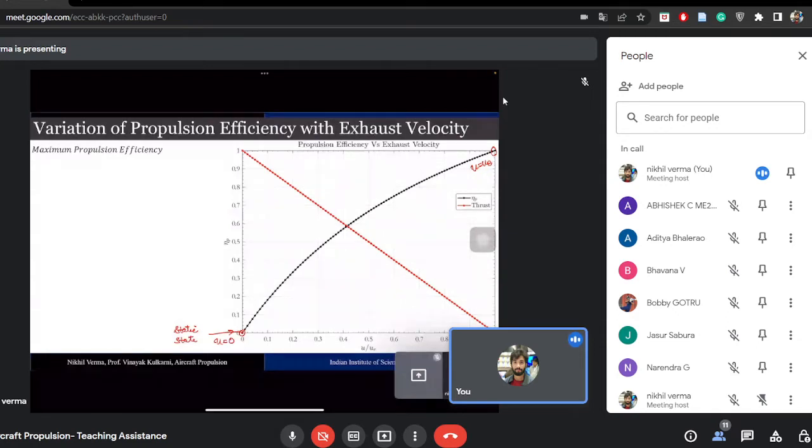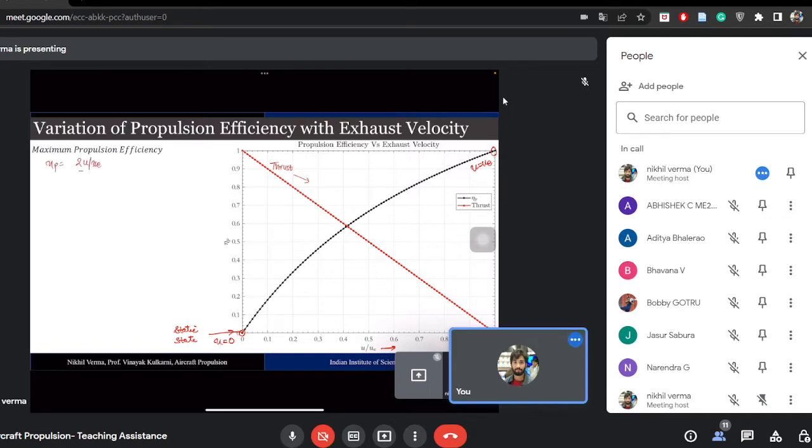As you can see, if the velocity of the aircraft is higher, equal to the exhaust velocity, then the propulsion efficiency is maximum. But it should also be taken care that, as the flight velocity increases, the thrust, which this curve represents, also decreases. And this can be shown theoretically. Let us see how this propulsion efficiency is given.